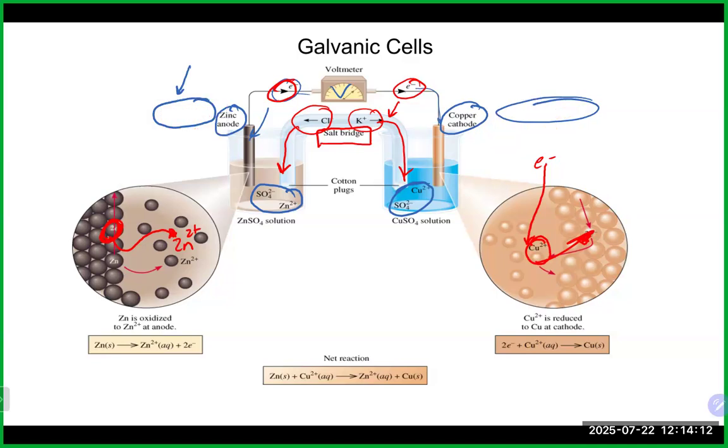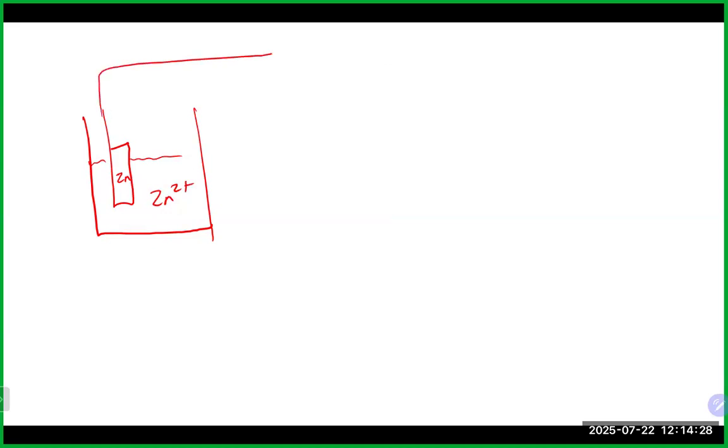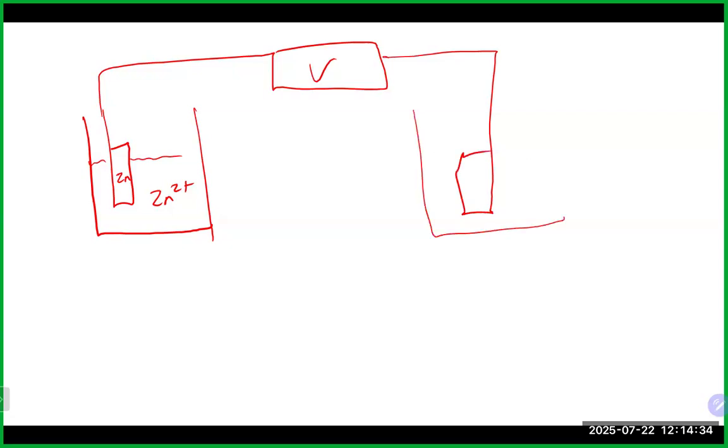Just to demonstrate what would happen if you remove the salt bridge, let's say we had the same setup here. We had our zinc electrode in our zinc solution, connected to our other side here. And this was copper, I think. Copper here and some copper 2 here. In this case, without the salt bridge being present, this system will continue to go through oxidation.